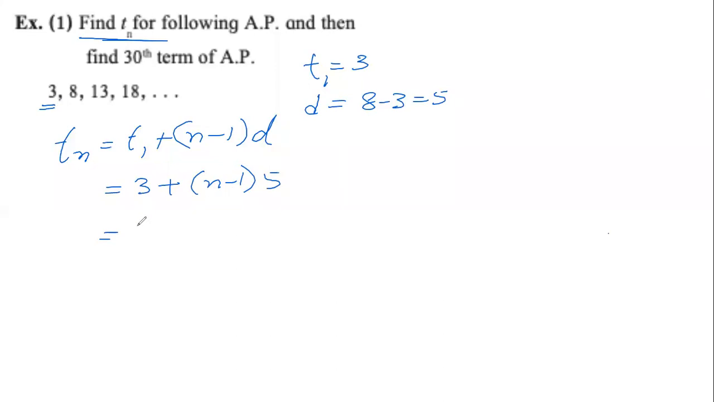So when we simplify, this becomes 3. 5 into n is 5n. 5 into minus 1 is minus 5. We can simplify this. 5n is 5n. 3 minus 5 is minus 2. So we can say Tn equals 5n minus 2.